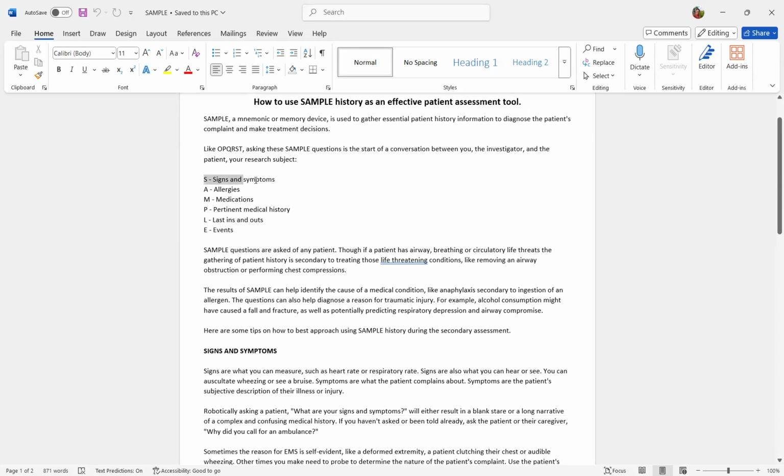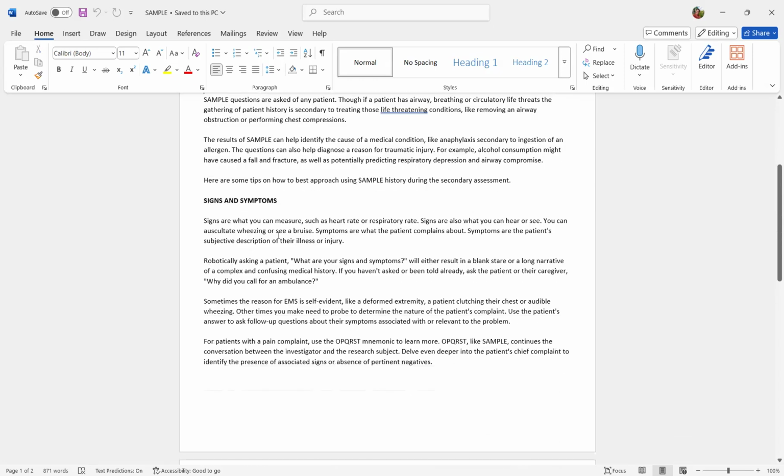So again, S are signs and symptoms. A is allergies. M is medications. P is past history, medical history. L, last ins, last outs. Because I also like to know what's coming out of them. They pooped. Okay, what color is it? Like, when was the last time you pooped? So maybe they have a bowel obstruction, something like that. And then E is our events leading up to the situation.